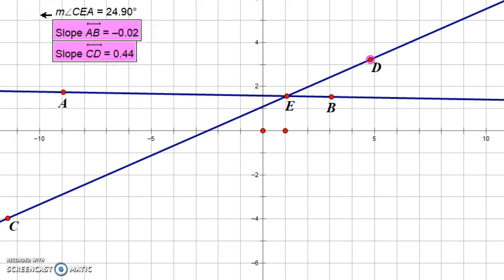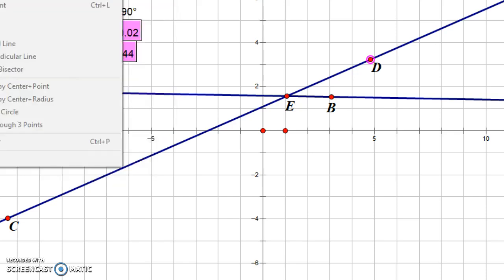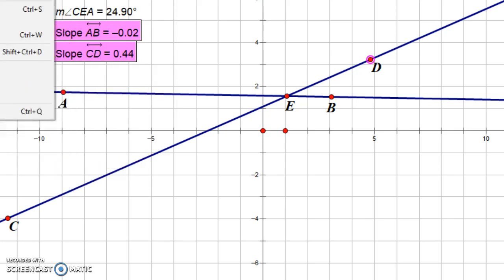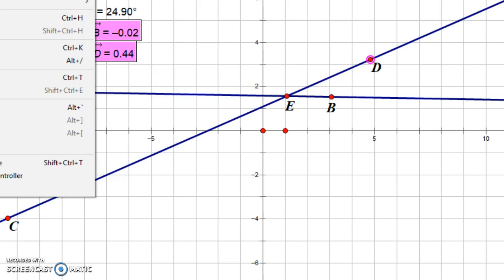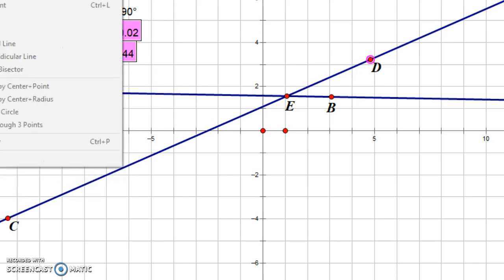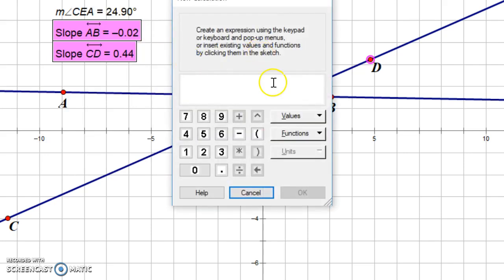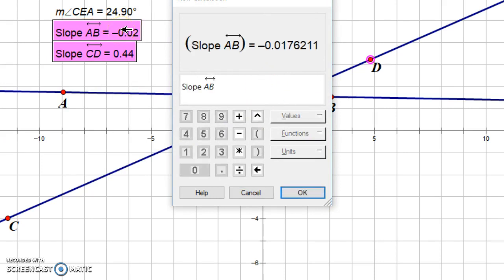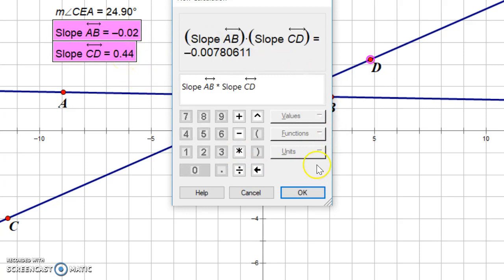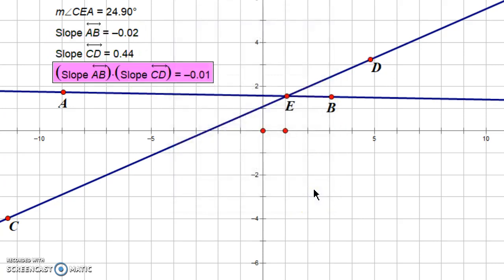I wonder if I can multiply those. Measure, product, edit, find the product. Calculate. Create an expression using the keyboard, pop-up menus, or insert values by clicking them in the sketch. Times. Oh, wow. Look at that. I just impressed myself. There we go. I've calculated the product for you. So you can go ahead and pause the screen and write those down.